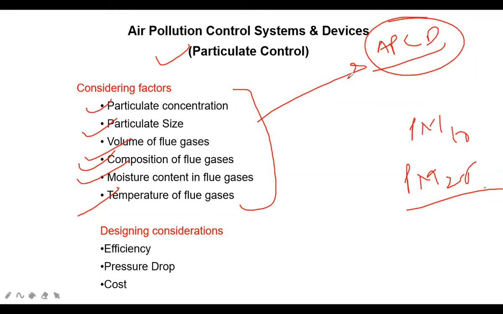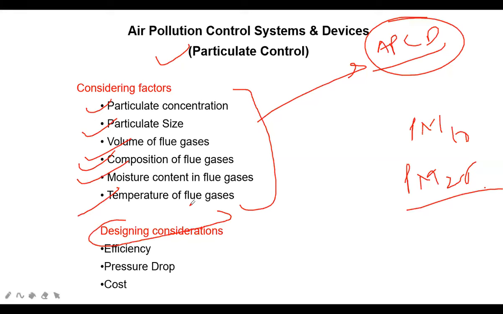Before actually going for APCDs, air pollution control devices, in design, construction, and detail, we know why we need this APCD. The main factors are what kind of particulate matter you are handling, what the size is, what the concentration is, and what volume of gases you are handling. For higher volume, the APCD may be different; for lower volume, it can be different, okay? So these are certain factors. Once you have selected this, you must know the design considerations. What are the design considerations? These are efficiency, pressure drop, and cost.